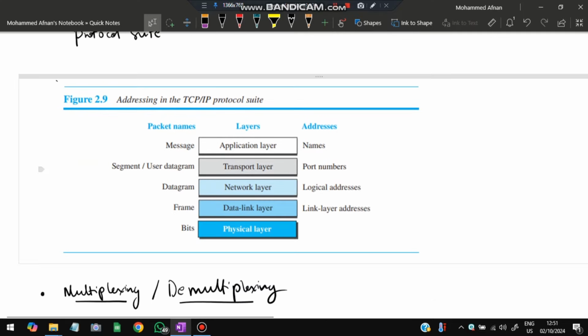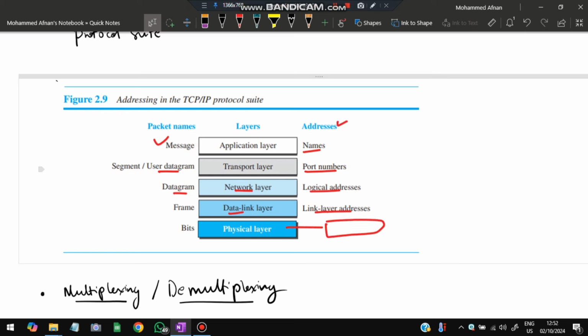Address is nothing but, in the application layer we have the names. For each message we have a name, and for the transport layer, for each message we have the port number. For the datagram or the network layer we have the logical address, and for the data link layer we have the link address. Why don't we have anything for the physical layer?